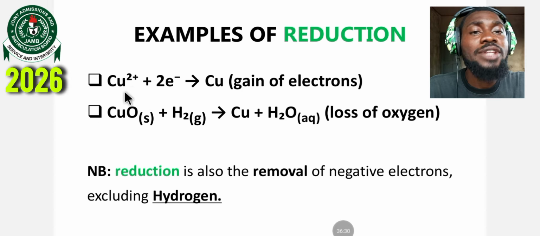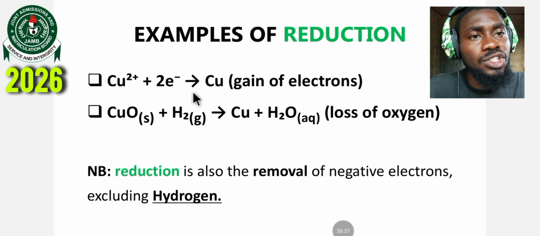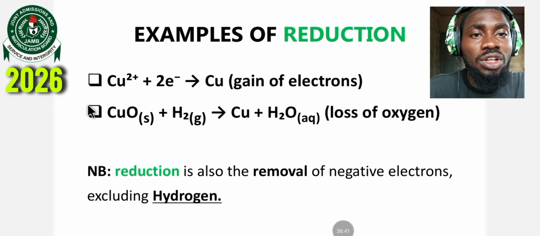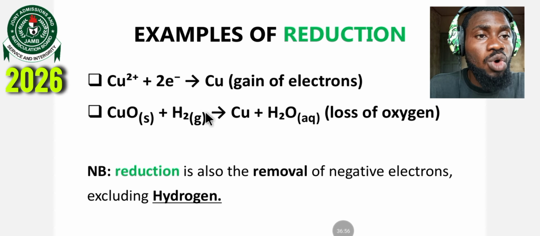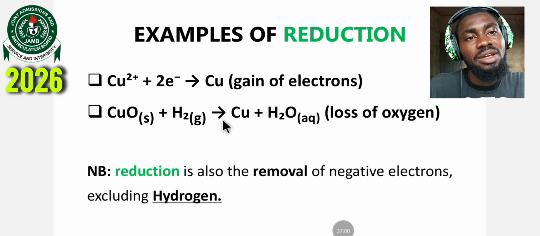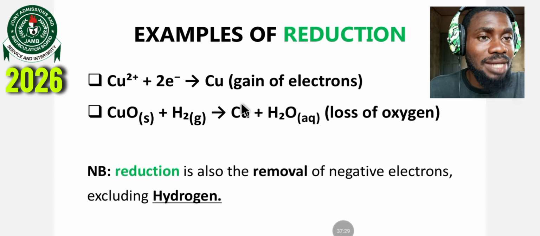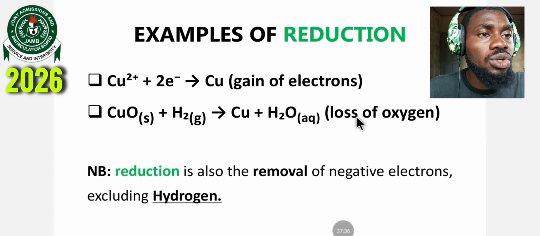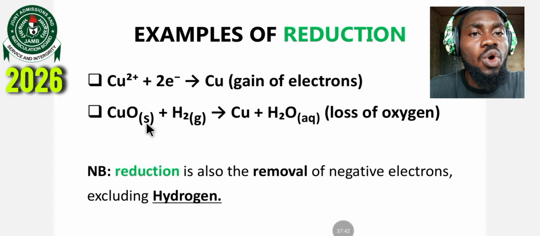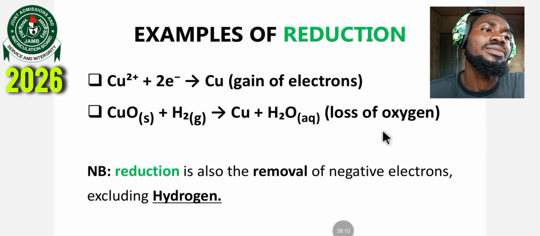Examples of reduction. The first equation we have here is copper 2 ion getting reduced to copper metal, which is what? Gain of electron. It gains electron to form copper metal. The second example we have here is hydrogen added to copper oxide, which is solid, to form copper metal. Remember, in reduction, oxidation number reduces. Copper oxide got reduced to copper metal, while hydrogen got oxidized to what? To water. So in this reaction, what occurred here? Loss of oxygen. So oxygen was lost, so copper oxide turned to copper metal, which is a reduction reaction.